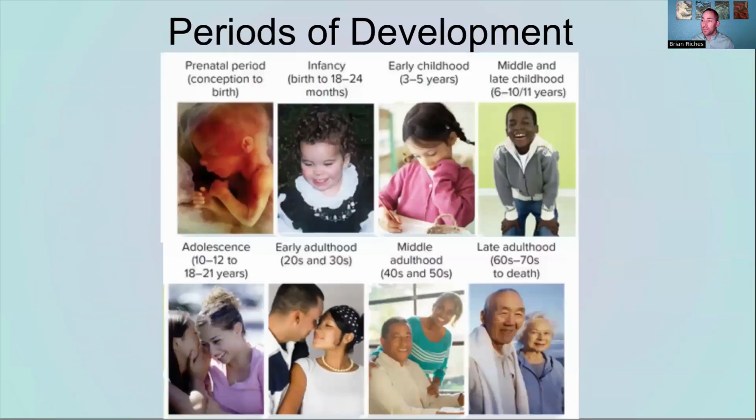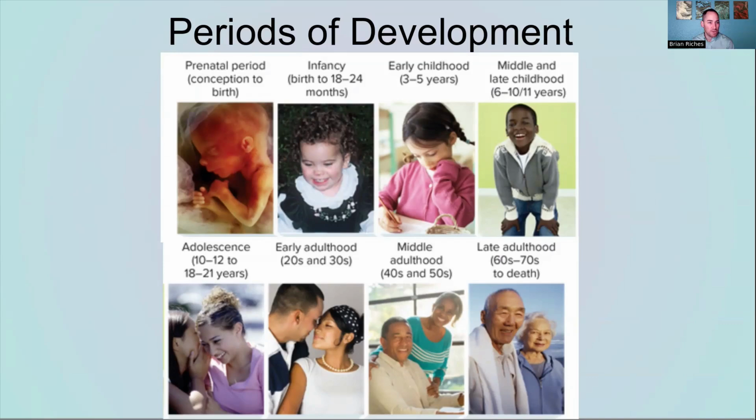All right, so these are the periods of development. They'll be mentioned quite a few times, so it'd be good to memorize these phases of life. The prenatal period is before birth, so anytime from conception to birth. Infancy is birth to about 1.5 to 2 years. Early childhood is about 3 to 5 years. Middle childhood is about 6 to 11 or 12 years.